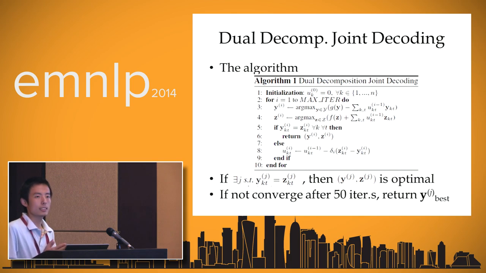And I think you may refer to the original paper I mentioned before to get a clear understanding of why this works. But I should mention that in the third line, the argmax and argmax here can both be solved through dynamic programming efficiently. So therefore, the whole algorithm can run efficiently.